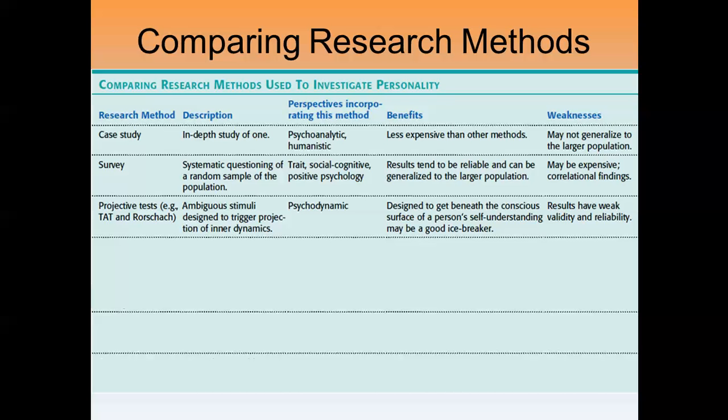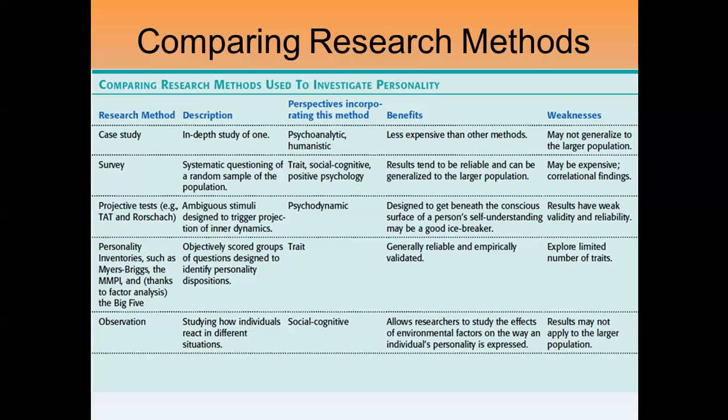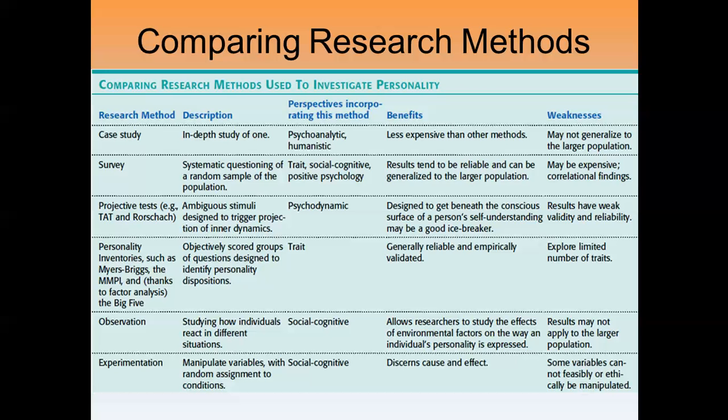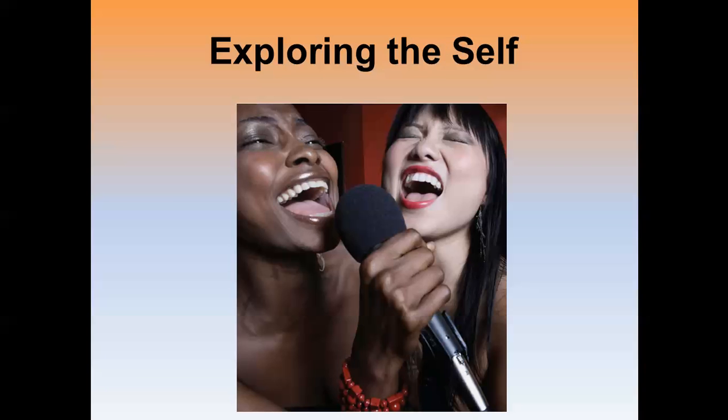So let's take a look at this chart real quick, comparing research methods for personality. Personality is something that, again, it's an abstract concept. It's very hard to measure, and so these are some ways that we do it. None of them are perfect. A combination of these things is going to give us a really good idea. And that's it.